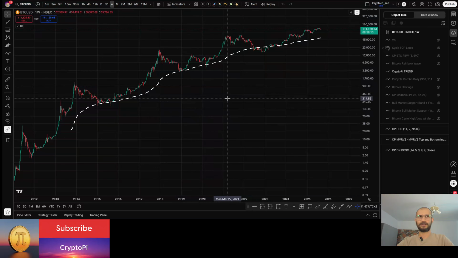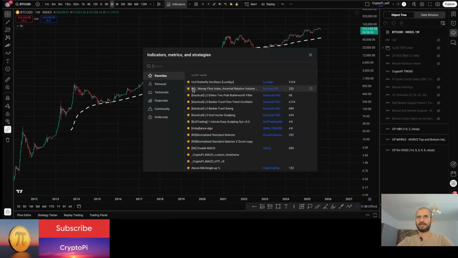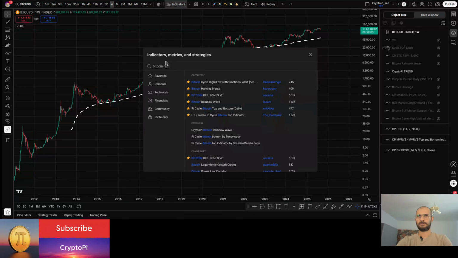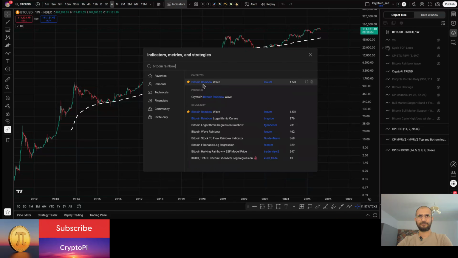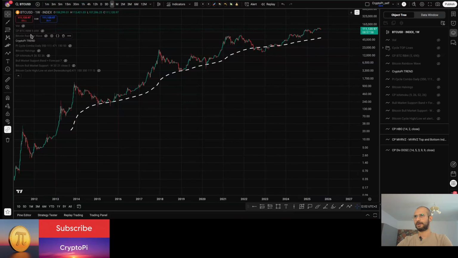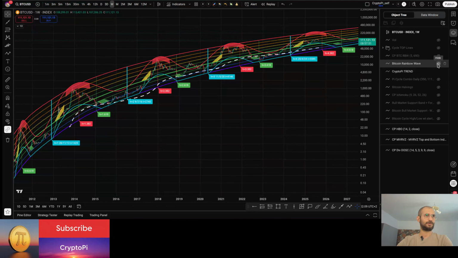What we can do for the Bitcoin Rainbow Indicator is go to Indicators and type in Bitcoin Rainbow Wave, and once you click on this, it will show up on your indicators list. I am using the interface on the right side, so if you have added this Bitcoin Rainbow Wave Indicator, it will show something like this.